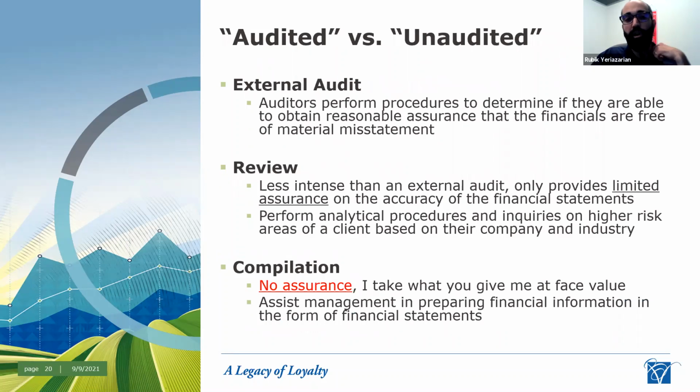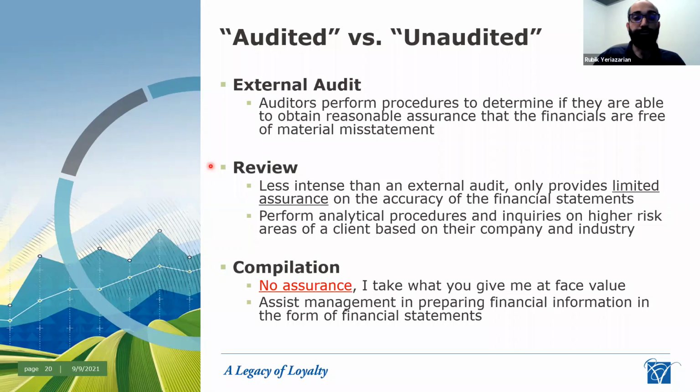So when I was talking about audits, you might see financial statements audited, reviewed, or unaudited. So these are three different levels of assurance that auditors can provide in performing these kinds of engagements. If you do an external audit, the auditors are performing analytical procedures to determine if they're able to obtain reasonable assurance that financial statements are free of material misstatement. So this is your biggest amount of coverage, you're doing the most, you're auditing everything. And at the end, you're going to give a letter that says, yep, I reviewed the financials, we did a full-on audit, and it's free of material misstatement.